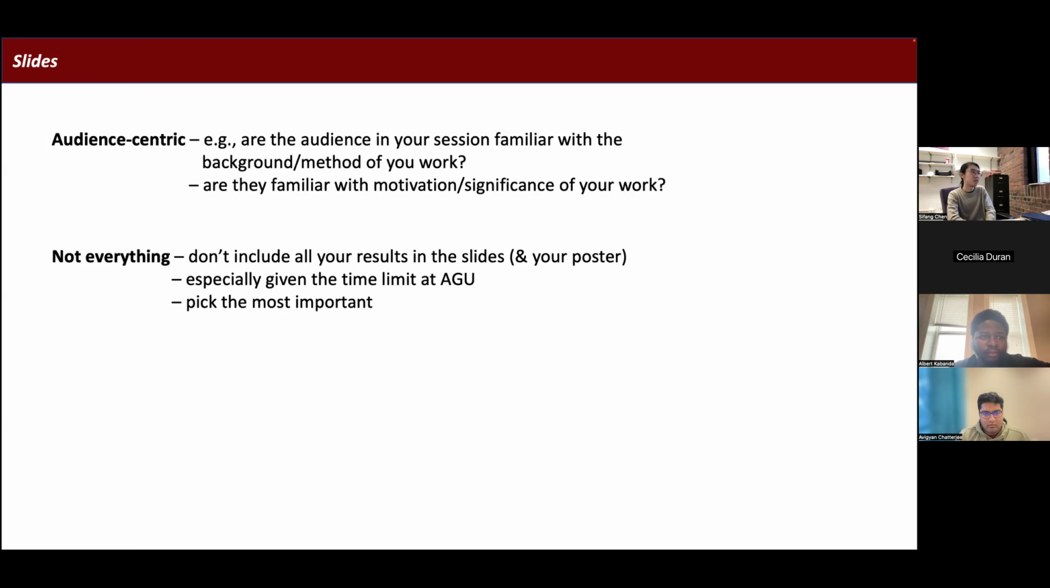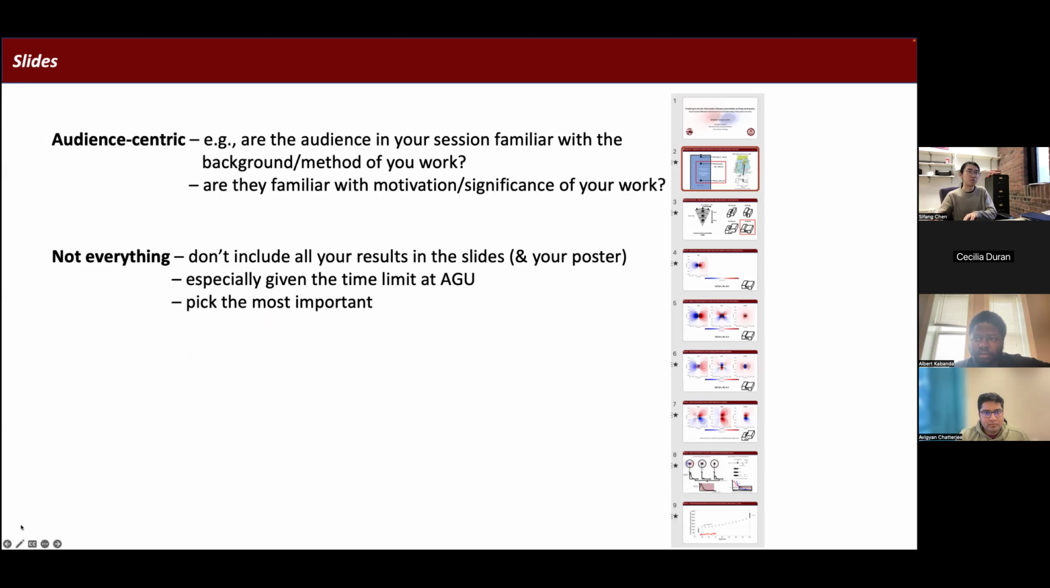And I think it's very important to not include everything in your slides and also poster, especially given the time limit at AGU. It is commonly about 8 to 10 minutes. That means we need to pick the most important info and put it into your slides and the poster. An example is here.